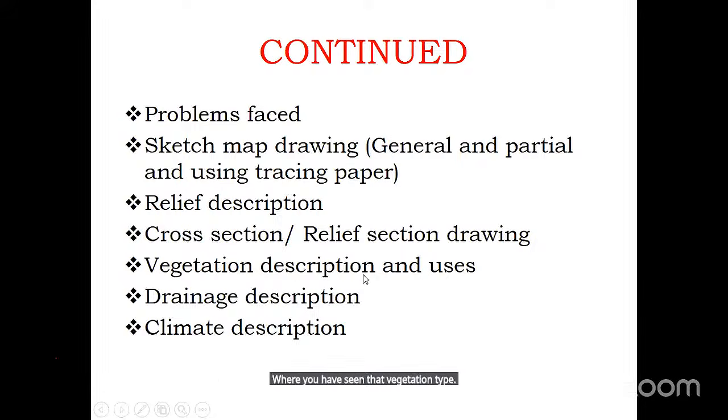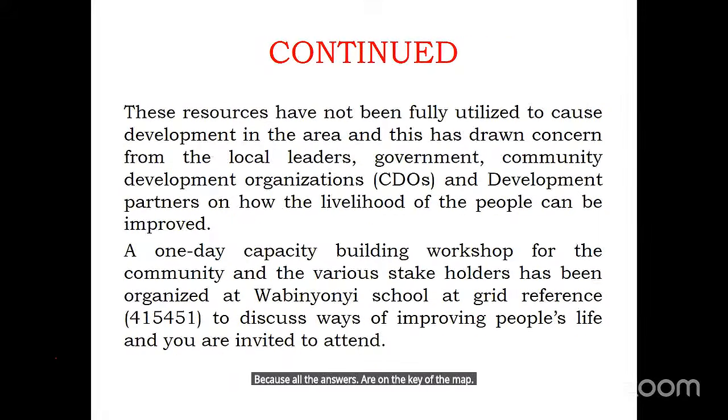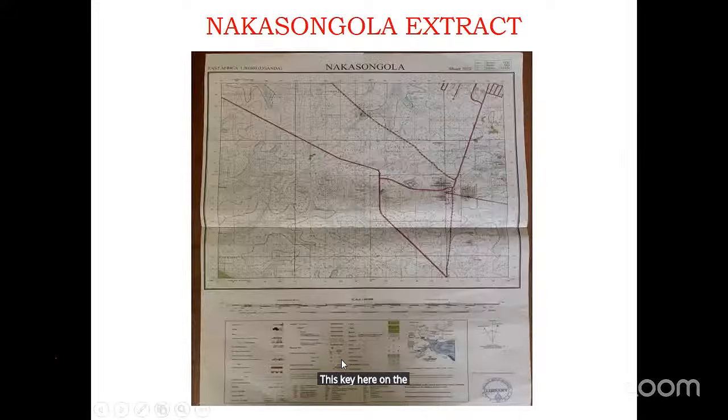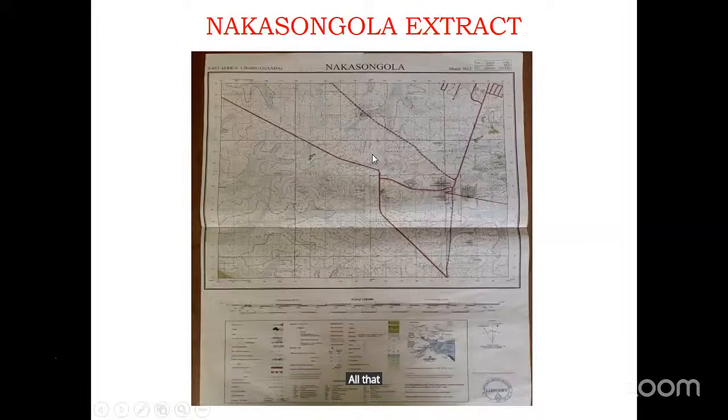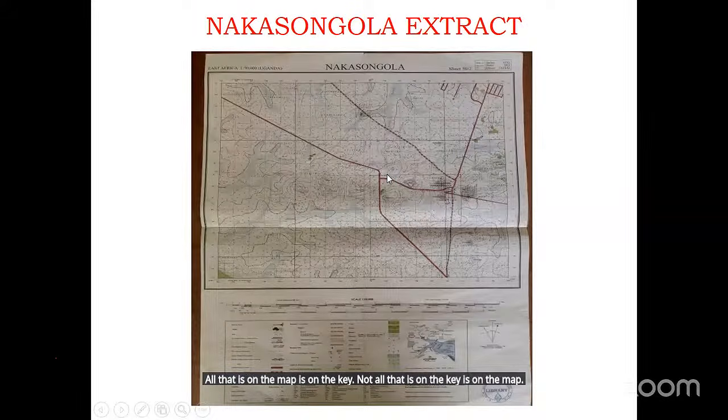I can tell you, map skills is the easiest because all the answers are on the key of the map. This key here on the map is a general key. It has all features on the Earth's surface. All that is on the map is on the key. Not all that is on the key is on the map. Be in the know that different features exist in different areas.